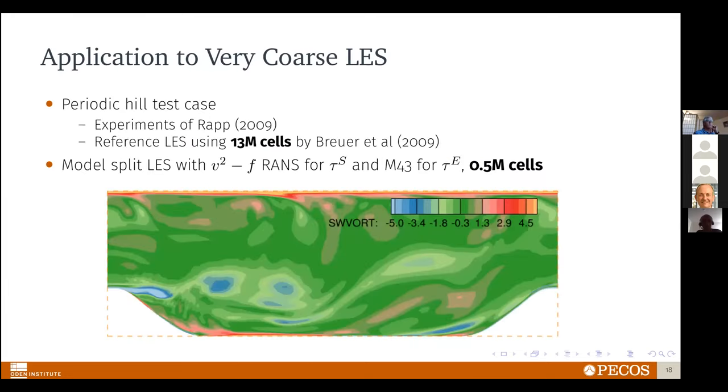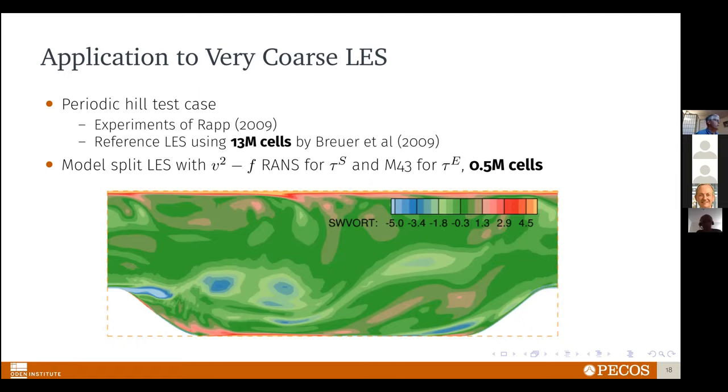Okay, so does this combination of model splitting, where we use an anisotropic M43 model as well as a RANS model, in this case a B2F model, actually work in something more complex than channel? Here's a test case for this, the so-called periodic hill. Experiments were done by Rapp back in 2009. There are some reference LES that were done back in 2009 as well.